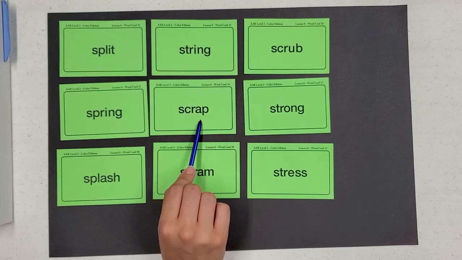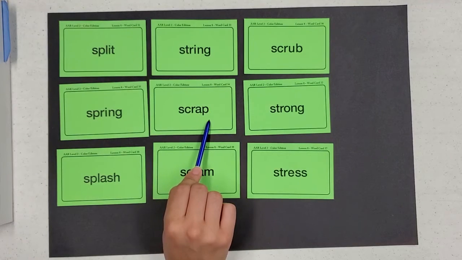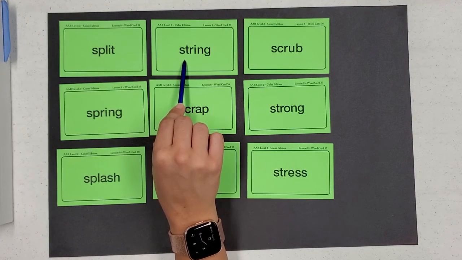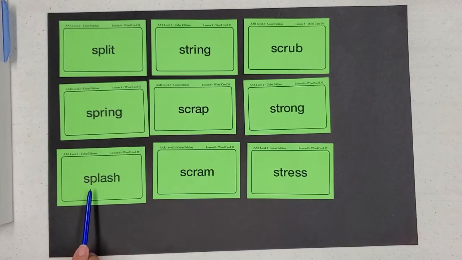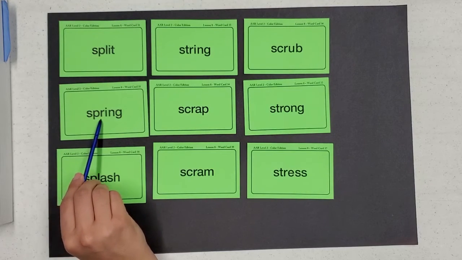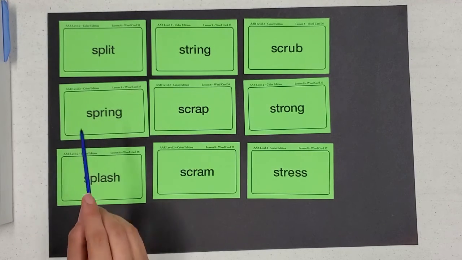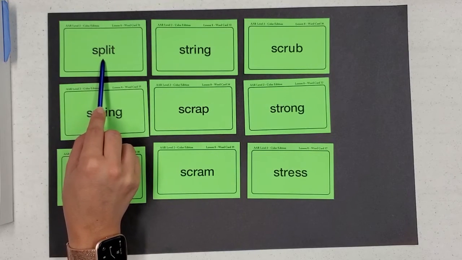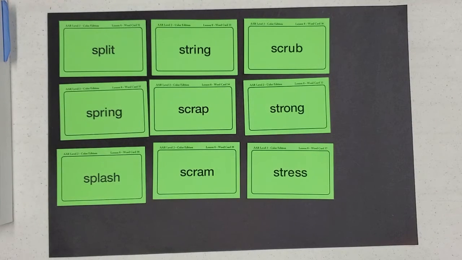We did this word on our tile board. Scrap, scrap. What about this word? How about this word? Can you read this word out loud? Can you read this word? Sound out every sound and then blend it together. And our final word, great. Thank you for doing those words with me.